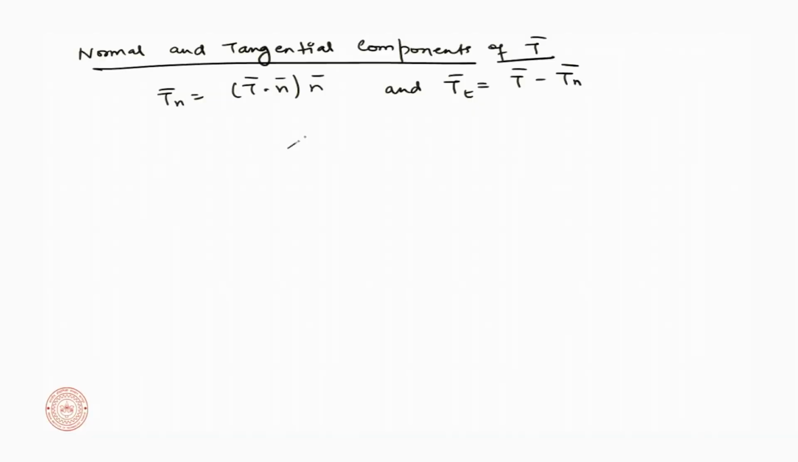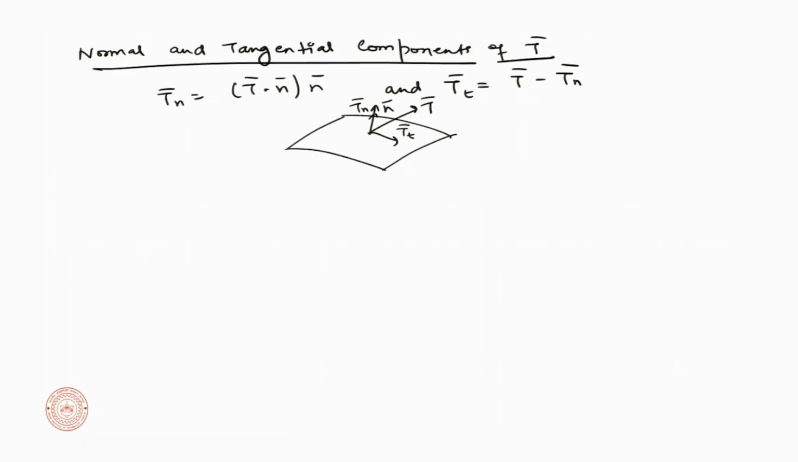So let's draw a diagram just to visualize this. This is a surface, this is our surface normal, this is our traction vector T, then along this direction will be our Tn, and along the surface in this direction will be our Tt.